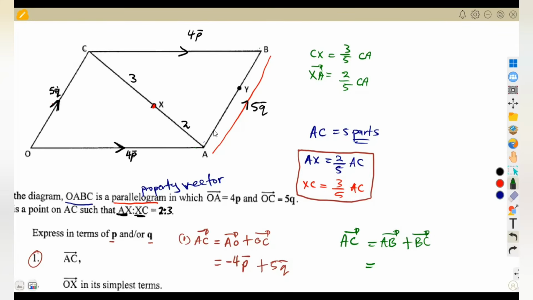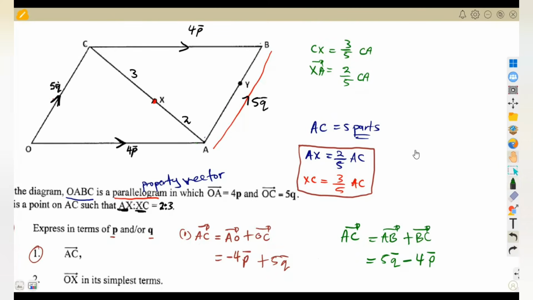All right, so if you consider this, it is going to be the whole of AB, and we are maintaining the direction because our arrow is going to B. So that will be a positive 5Q. Then from B to C, we are going this way, we are opposing the direction of the arrow. So that will be a negative 4P in this case. All right, so that is, as you can see, one and the same thing. Negative 4P, here we've got negative 4P, plus 5Q, here we've got plus 5Q. So that was the expression for AC.